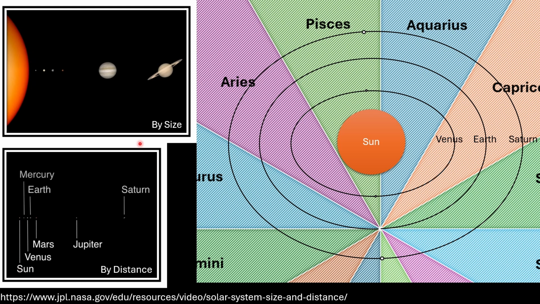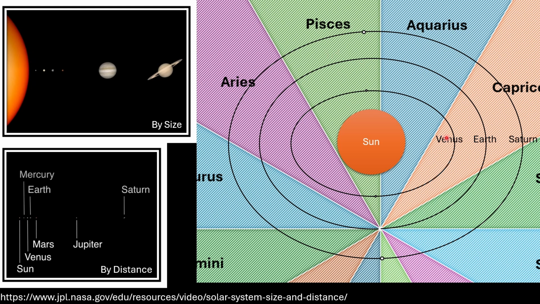Similarly, if we look by distance, the interior planets, that is Mercury, Venus, Earth and Mars, are much closer to the Sun compared to Jupiter and Saturn. Now we must remember that the Sun is the middle point of our solar system, and it is the Sun's gravitational pull which keeps all these planets orbiting around the Sun in their respective orbits.